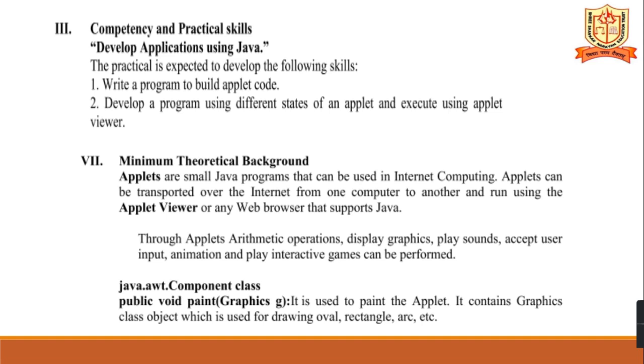In the java.awt.Component class, we have the method public void paint(Graphics g), with Graphics g as a parameter. It is used to paint the applet. It contains a Graphics class object which is used for drawing oval, rectangle, arc, etc.